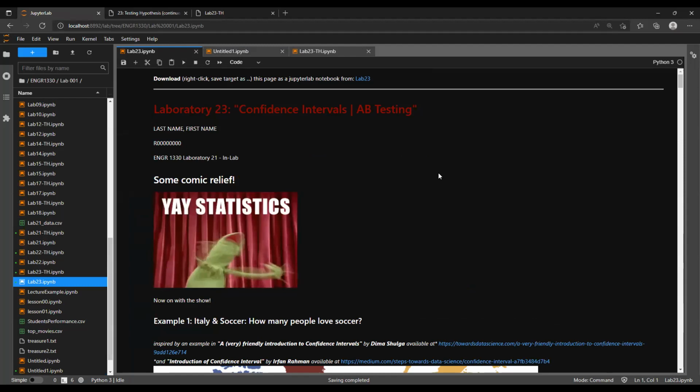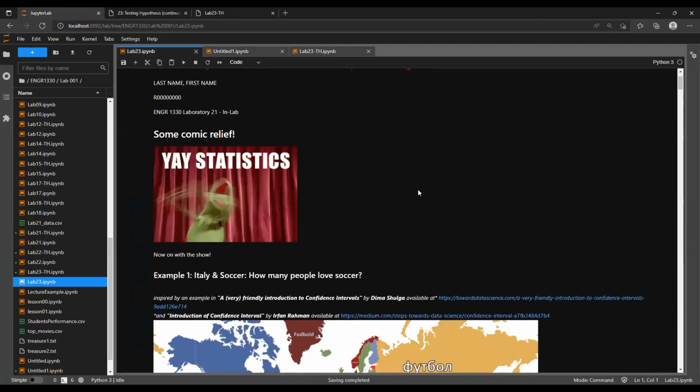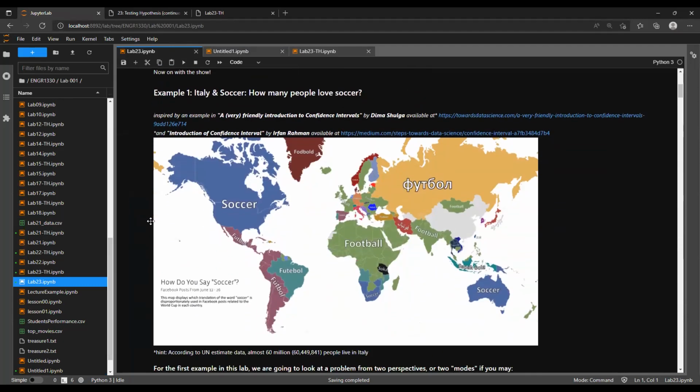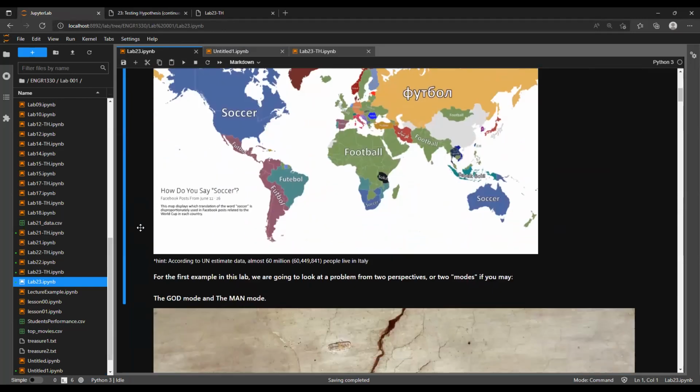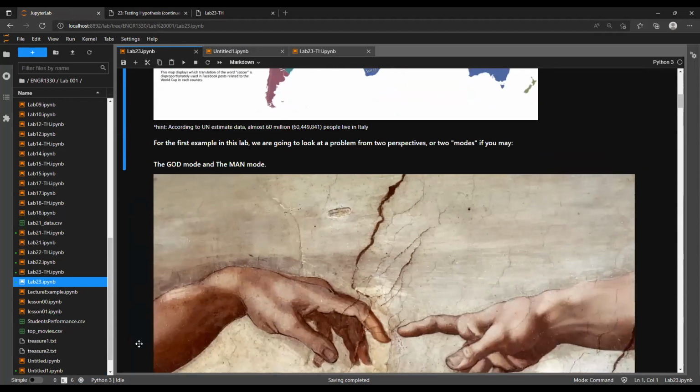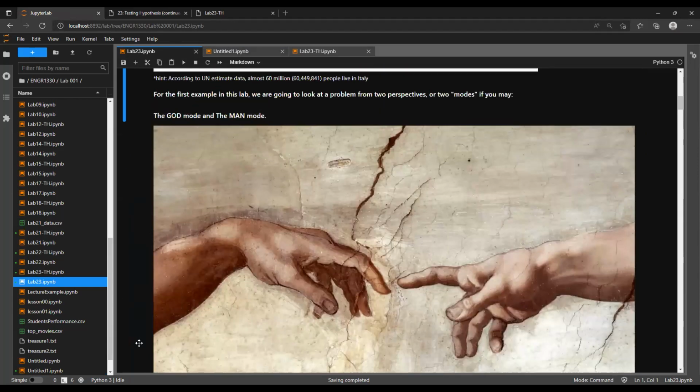All right, we're going to be talking about confidence intervals today. And the example we're going to use is here. How many people love soccer? So for the first example, we're going to look at a problem from 2 perspectives, or 2 modes, if you may. What this involves is, do you have total knowledge of your sample population or not?